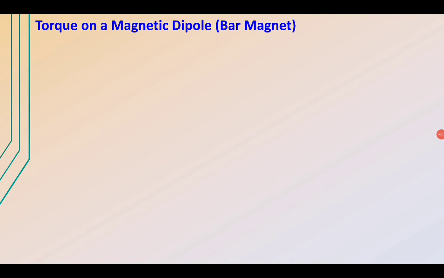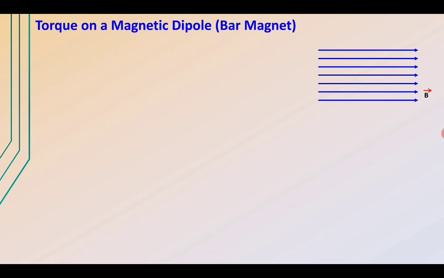So after discussing the cases for the magnetic field of a bar magnet at any point on the axial line or the equatorial line, our next topic is to find out the torque acting on a magnetic dipole in a magnetic field, or a bar magnet in a magnetic field. For that, let us consider a uniform magnetic field, and in that magnetic field a bar magnet is placed.